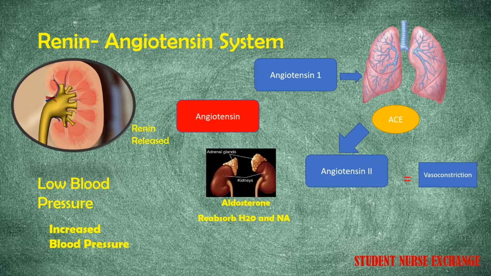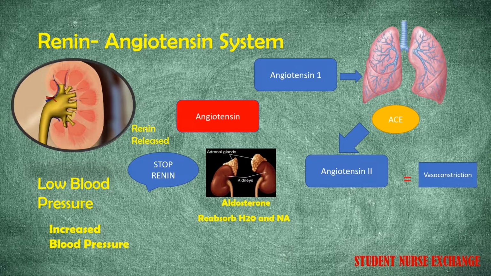So how does this happen again? The kidneys detect the low blood pressure. Remember, I said they're very sensitive to blood flow. They release renin. Renin reacts with angiotensinogen that's in our bloodstream. When they combine, they make angiotensin 1, which goes to the lungs, and the angiotensin converting enzyme converts angiotensin 1 into angiotensin 2. Once that's in our bloodstream, we have vasoconstriction. At the same time, we have aldosterone released from the adrenal glands that causes the kidneys to reabsorb water and sodium, and that also will increase blood pressure.